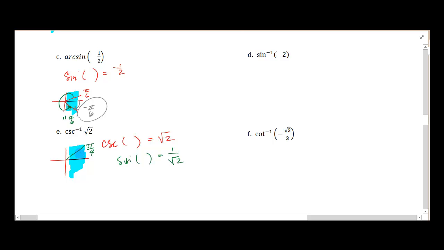That's my answer. So I'm staying here in quadrant 1, and the answer is, for what angle when I take the cosecant of it do I get the square root of 2? And that angle is pi over 4.